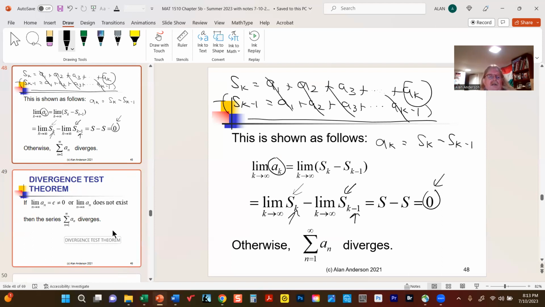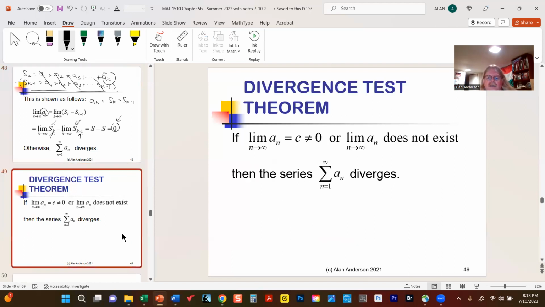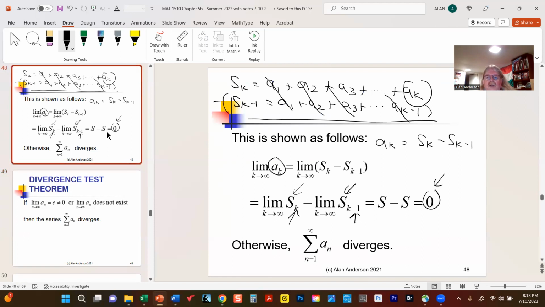All right, now, if the limit as n goes to infinity of a_n is some specific constant other than 0, or the limit doesn't exist in the first place, then this series diverges. And it's that simple. Remember, we're aiming for 0 here, as we saw, because that implies that the partial sums are converging to each other.